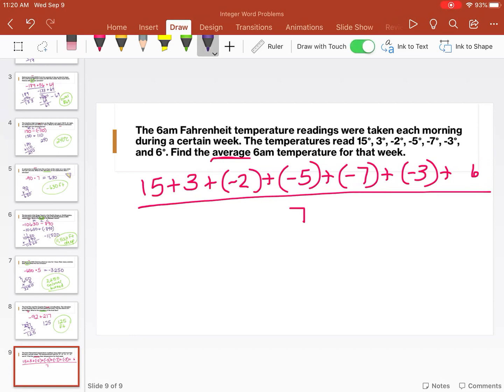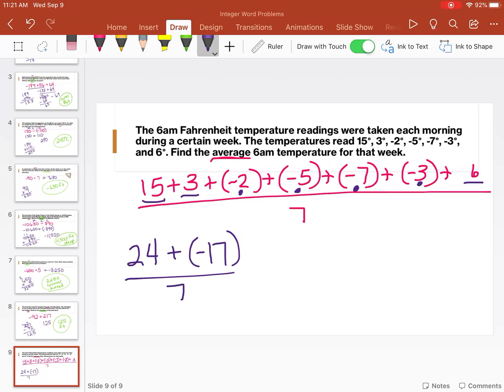Okay, so I like to go through and add all of my positive numbers first, just so I don't have to think back and forth about what my rules are. So I'm going to add this 15 plus 3 plus 6. So 15 plus 3 is 18. 18 plus 6 is 24. Okay, now I'm going to go through and just add all my negatives. So I'm going to add the -2 plus -5, that's -7. Plus -7 is -14. Plus -3 is -17. Okay, and that's still all over 7.